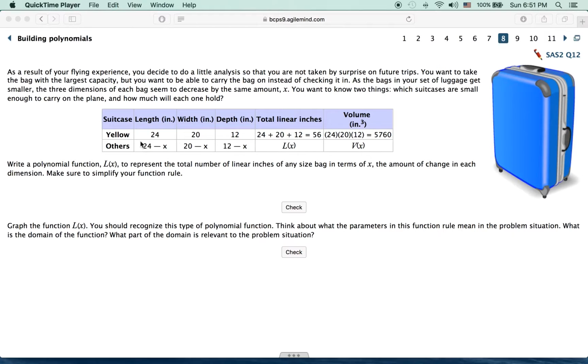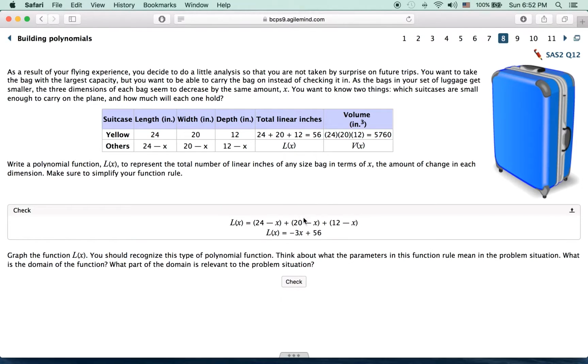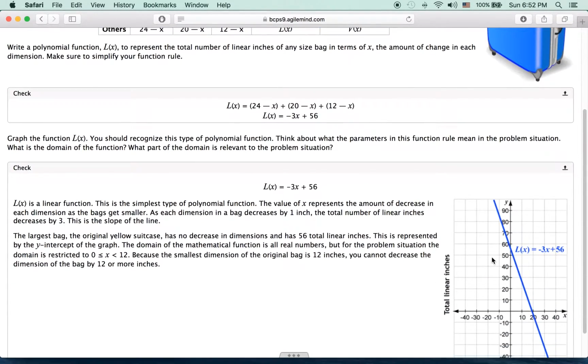Now, we have to remove portions of the seam. What they're going to ask you to do is to sum these linear polynomials, 24 minus x, 20 minus x, and 12 minus x. And that will represent the seam of the bag. Okay, if you do that, you would get 56 minus 3x. This is an equivalent expression. They wrote it backwards. So if you graphed it, it would be a line.